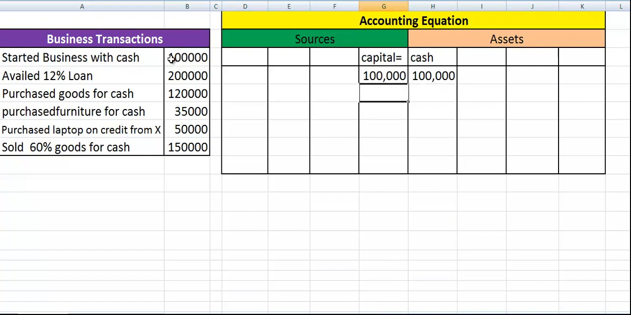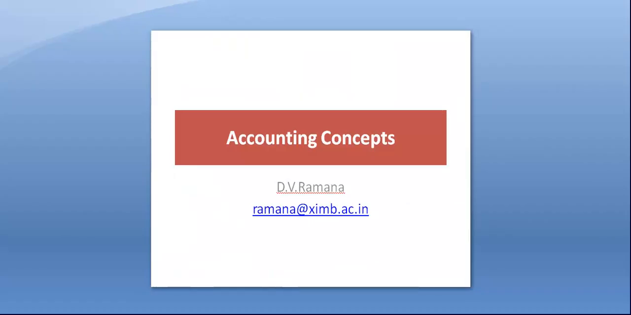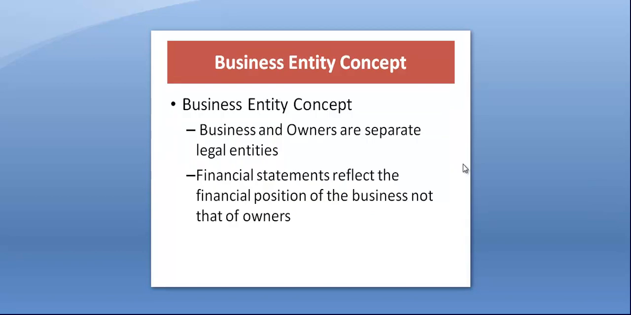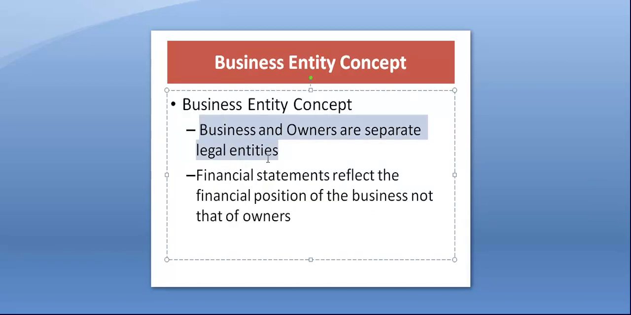You can ask a question, why is capital shown as a source? Is the business under obligation to give back the money? So therefore there is a related accounting concept, and that accounting concept is called the business entity concept. The business entity concept says the business and the business owner are two different entities, and the financial statement reflects the financial position of the business, not that of the owner.